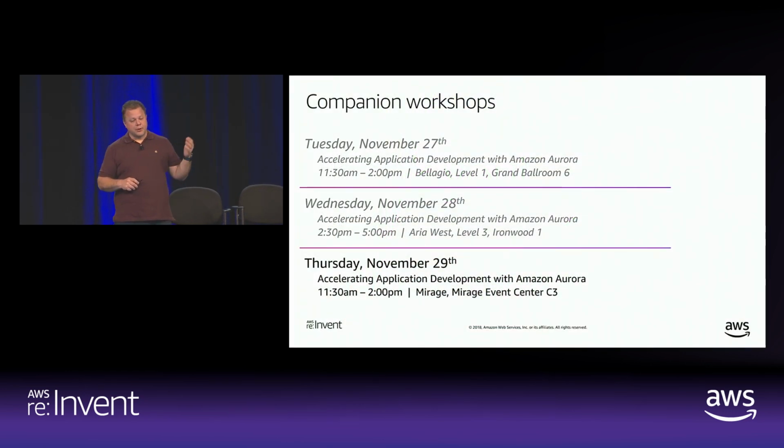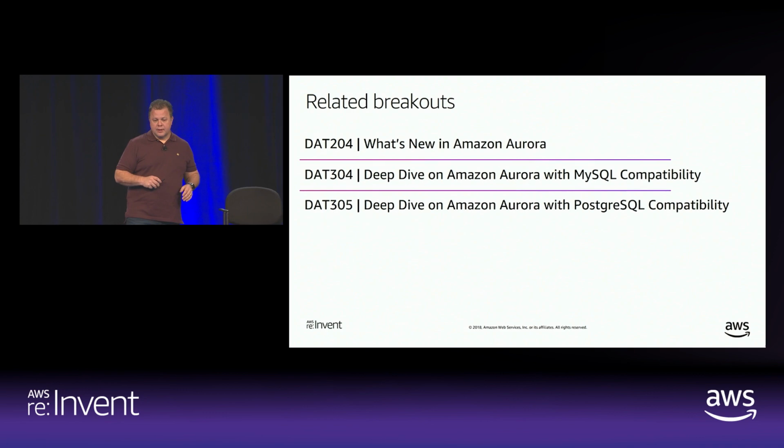We want to thank you for coming out today. We want to share with you that there is a companion workshop. 2 iterations of it are already complete. There is a 3rd one tomorrow. It's very similar to what we've talked about today, but it's more of a hands-on workshop. So the things that we covered, you can do hands-on. And then we also have a couple of related breakout sessions if you're interested in learning more about Aurora.